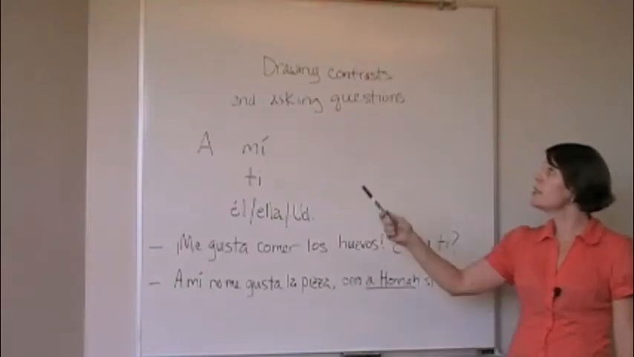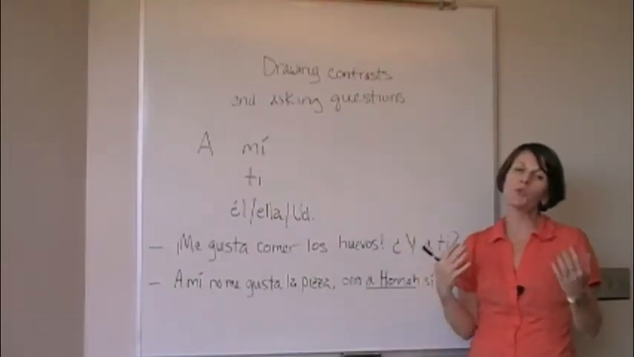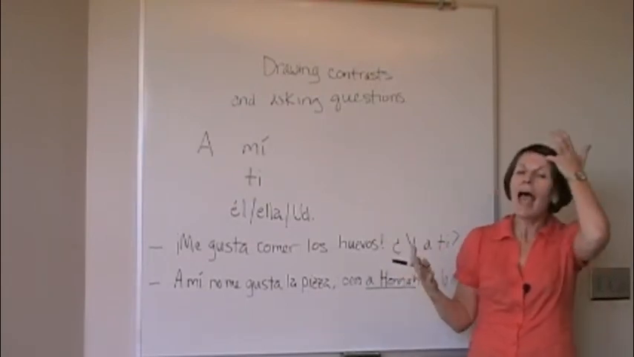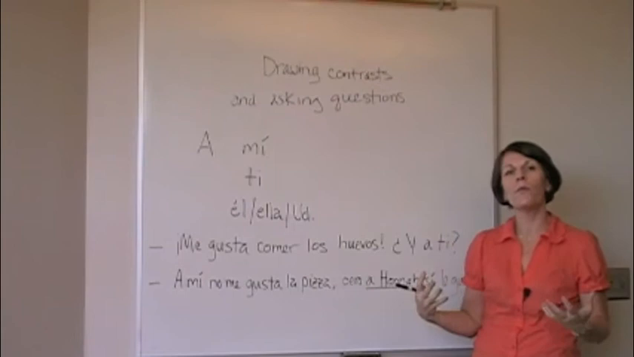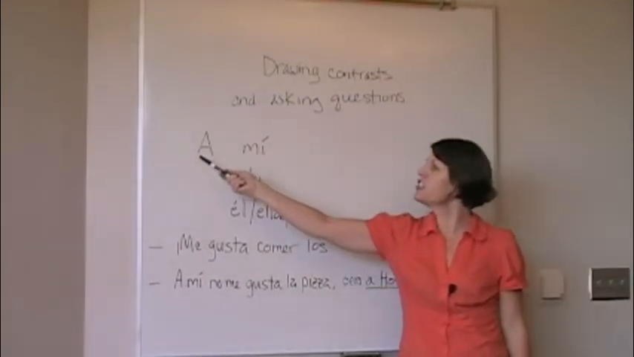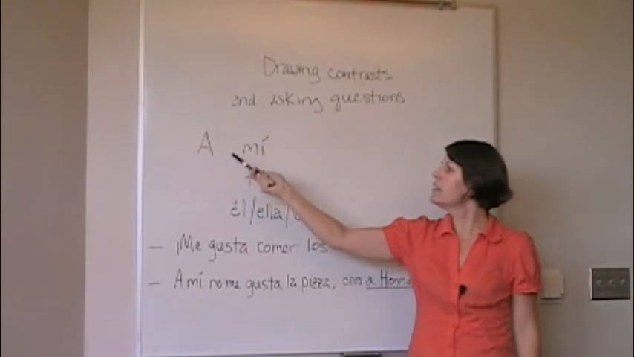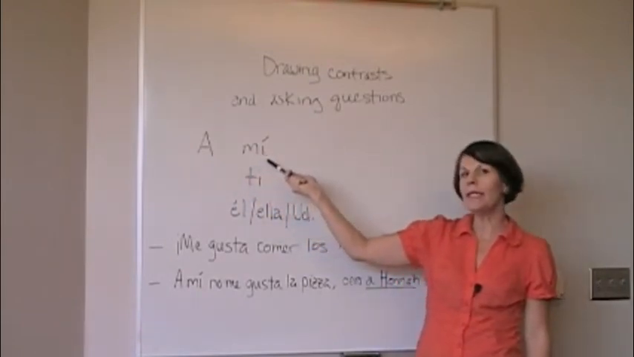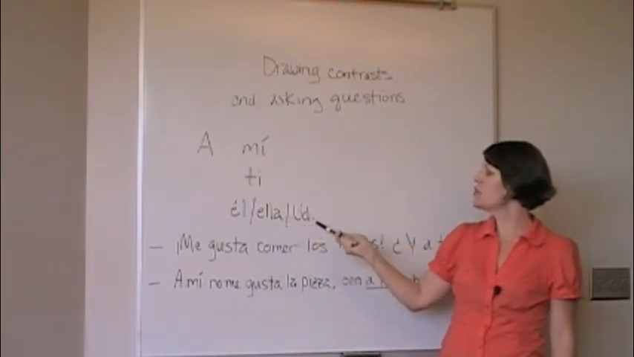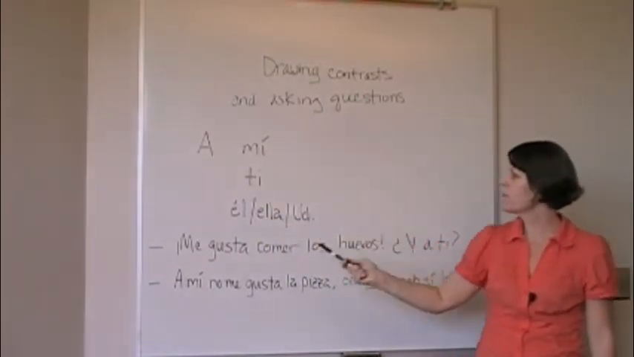So we're going to talk a little bit about drawing contrast between two people's likes, or two or more people's likes and dislikes, and asking questions about whether people like something or not. So we have the preposition a, and then the pronoun mí, ti, and then él, ella, usted. I'm going to show you some examples.